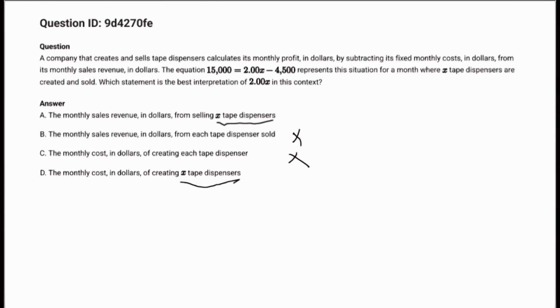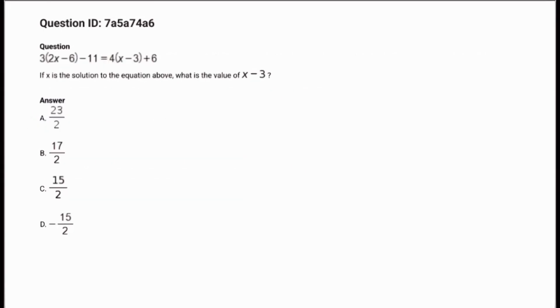A company that creates and sells tape dispensers calculates its monthly profit in dollars by subtracting its fixed monthly costs in dollars from its monthly sales revenue in dollars. The equation is 15,000. I think it is a 3.